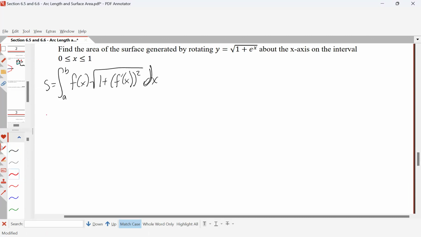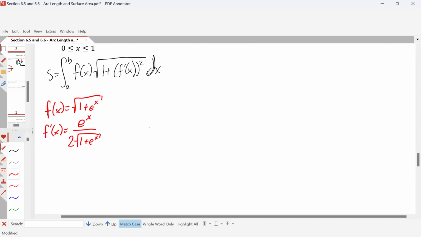So our function is the square root of 1 plus e to the x. The derivative of that by the chain rule is e to the x over 2 square root 1 plus e to the x. And so this derivative squared is e to the 2x over 4 times 1 plus e to the x. We're going to plug that into our formula.